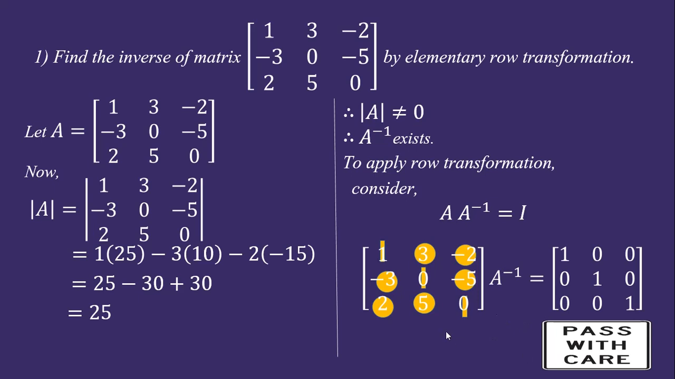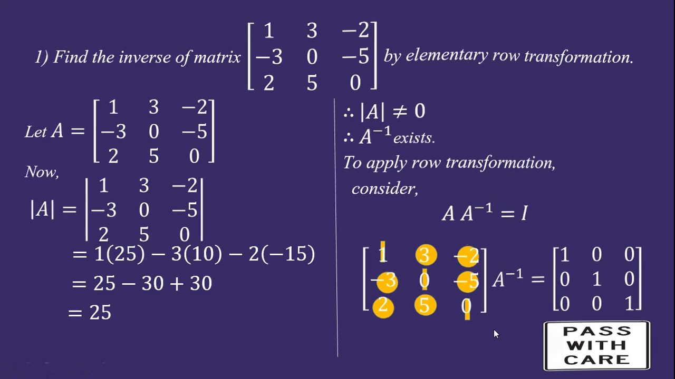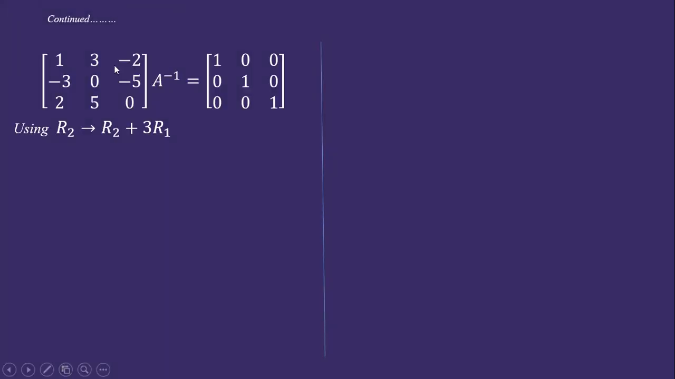That is, while turning to the next page, write the previous step, this equation, again on the next page to avoid any simple mistake. Okay, so let us write the previous step again here. 1, 3, minus 2, minus 3, 0, minus 5, 2, 5, 0 into A inverse is equal to this identity matrix. Now first this first element gets adjusted. We have to apply row transformation. We adjust elements column wise.